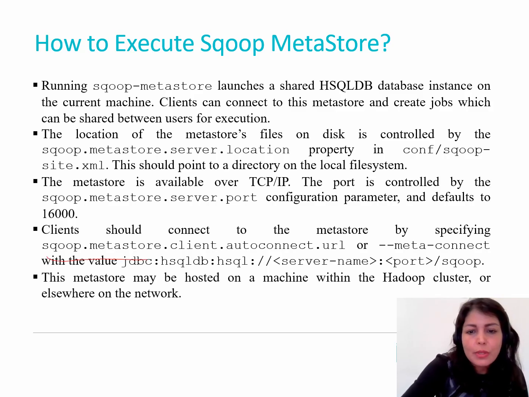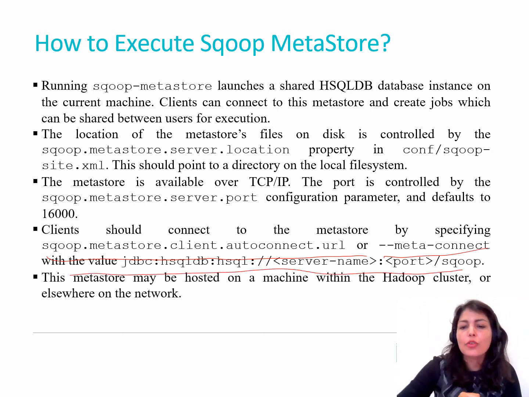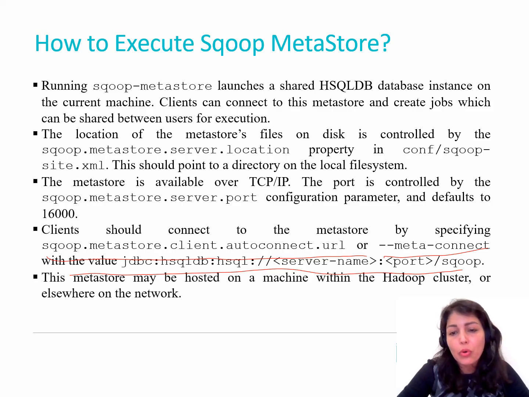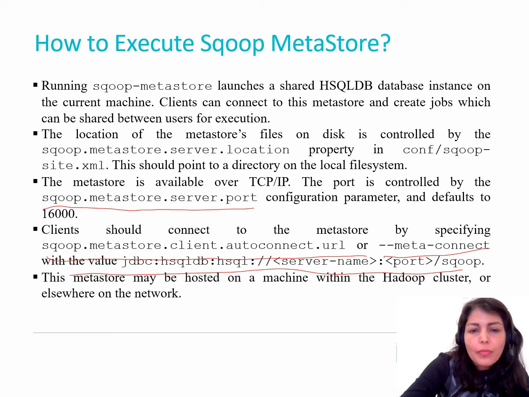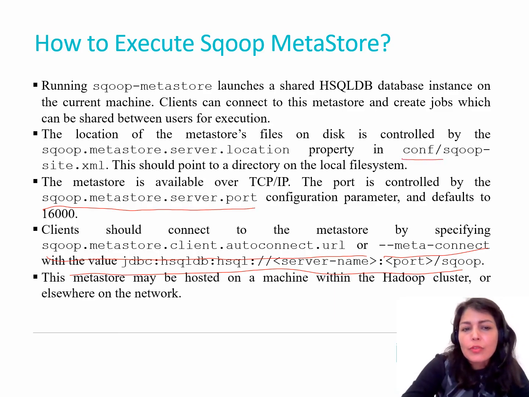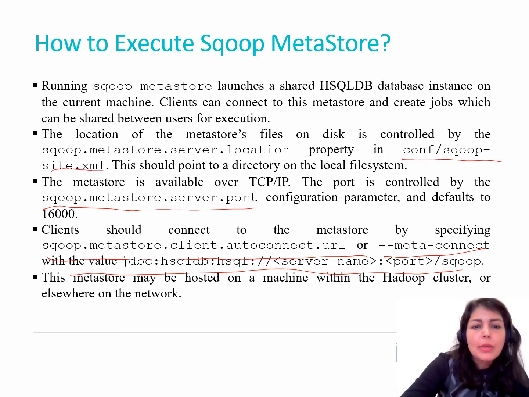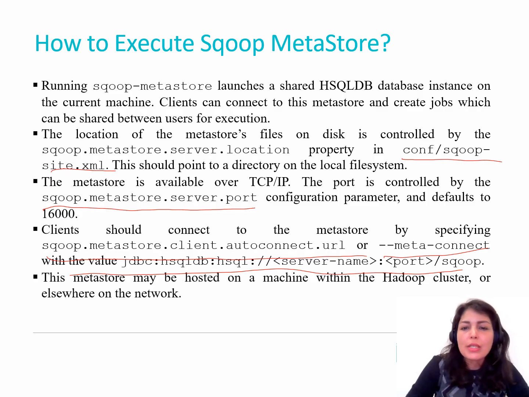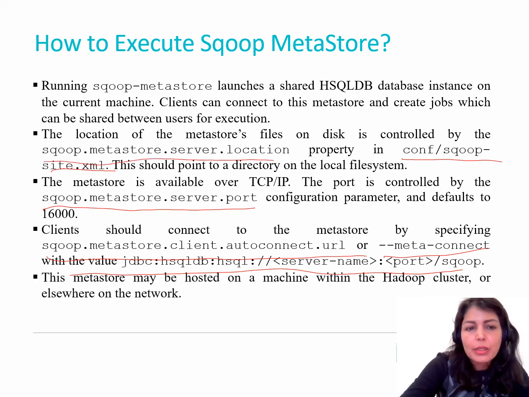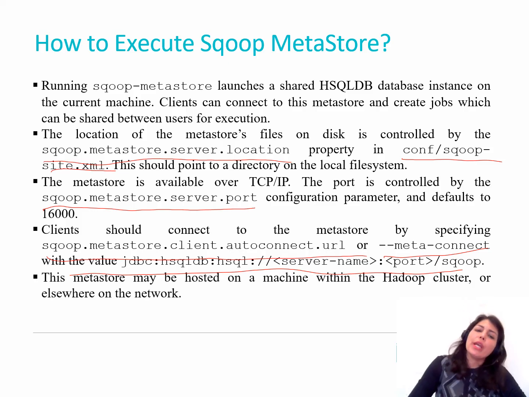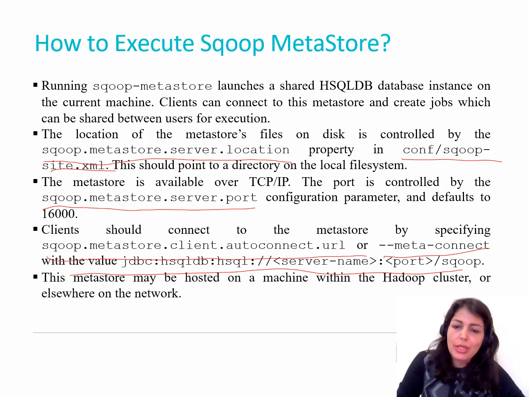You have to specify and use this URL to connect, or they can use meta connect with the value of this. And of course, they need to write the server name and the port. The port can be controlled by a Sqoop metastore server port. And there is information in conf Sqoop site XML to know what the metastore location is. For example, it would be in this property, Sqoop metastore server location, and other information can be found.